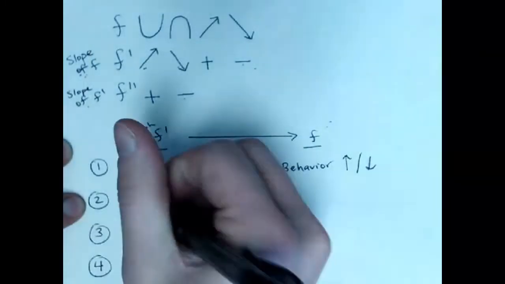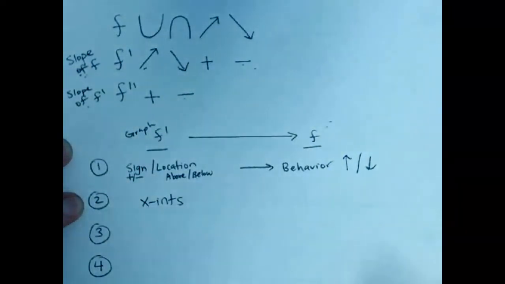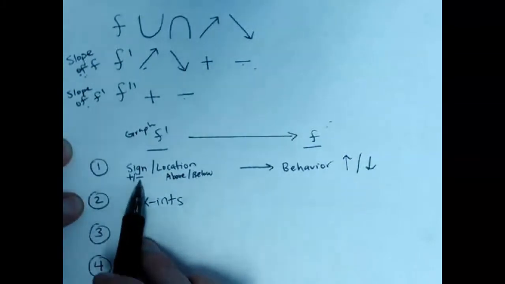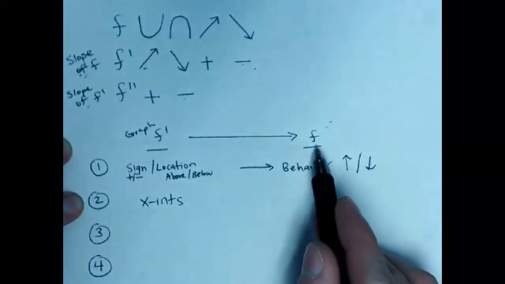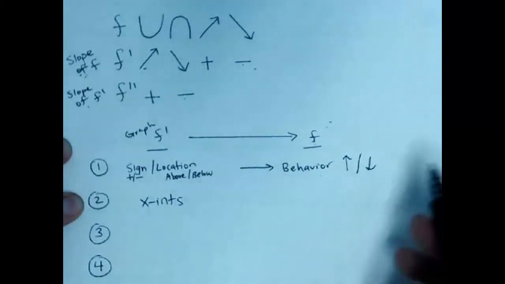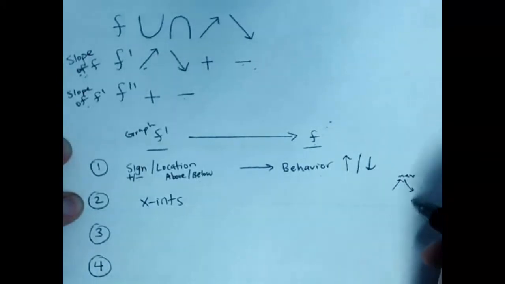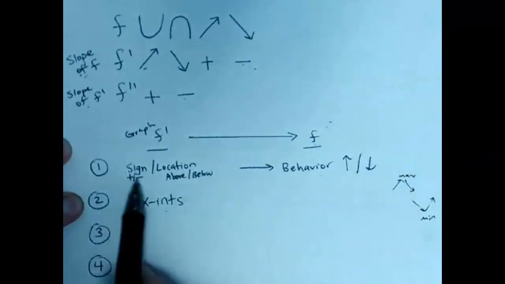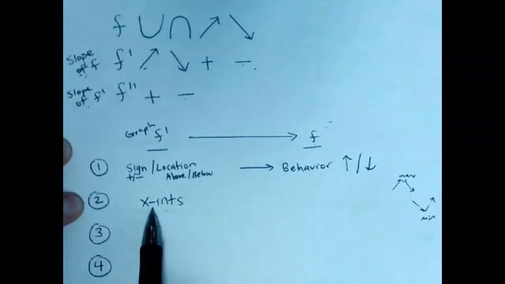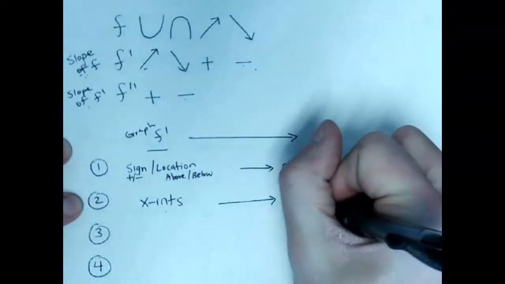The next thing would be the x-intercepts. Right, the x-intercepts of your derivative, those are the places where the sign changes, or where the location changes. So correspondingly, that's going to be where f changes behavior. And if f changes from increasing to decreasing, that's a max, or if it changes from decreasing to increasing, that's a min. Right, the x-intercepts are where f prime changes sign or changes location. That means the x-intercepts for the derivative are where f changes behavior. We call those points extrema.